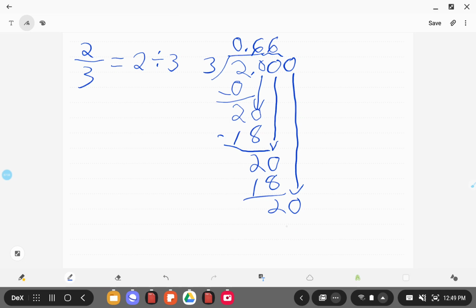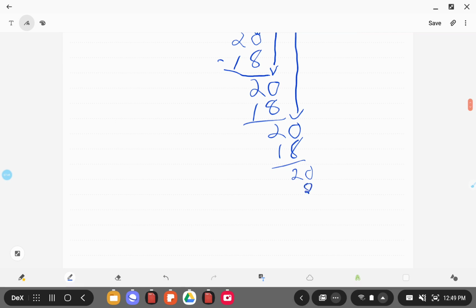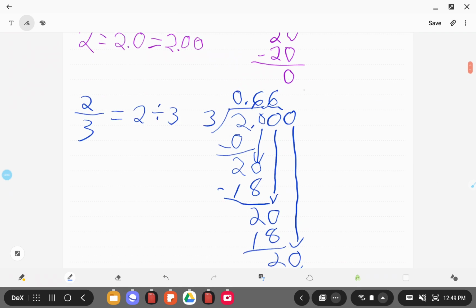So if we keep solving this problem, guess what's going to happen? We're going to keep putting 6s up there. We're going to keep getting 18s, and they're going to keep giving us 2s, which turn into 20s, which give us more 18s. I could literally spend the rest of my life solving this one problem. It just keeps going and going, and up here I would just have more and more 6s. It would keep going on forever. Even though mathematicians love math, we don't want to do one problem for the rest of our lives. So how do we show it?